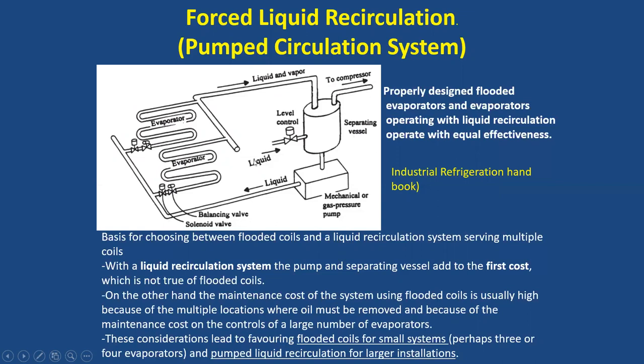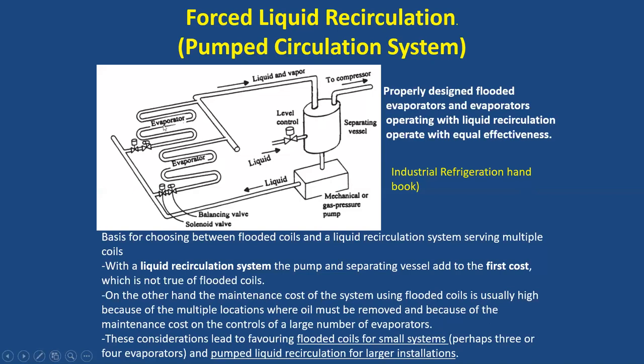So you can say this is from the liquid line, it is accumulated. From the bottom, it is connected to the pump. That pump is used to circulate the liquid refrigerant through this tubing. So it avoids any deposition of oil here. And also, it maintains the proper velocity required to bring the refrigerant to the outlet of the evaporator. At the outlet, it comes as a liquid-vapor mixture, and only vapor is released from this chamber or separating vessel to the compressor. So properly designed flooded evaporators and evaporators with liquid recirculation operate with equal effectiveness. So this is one system, a mechanically driven pumping system.